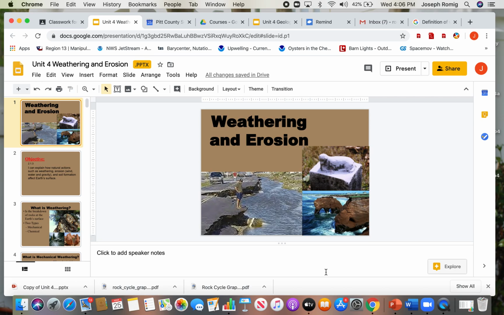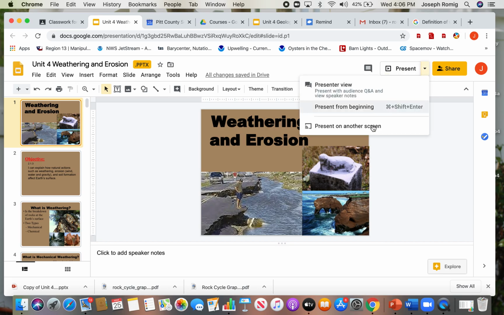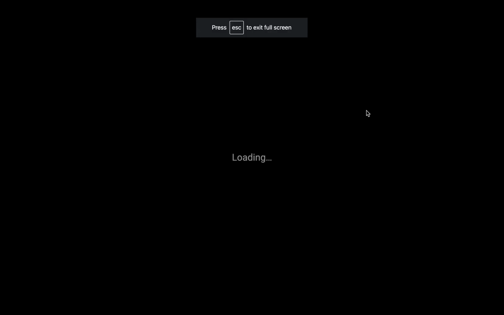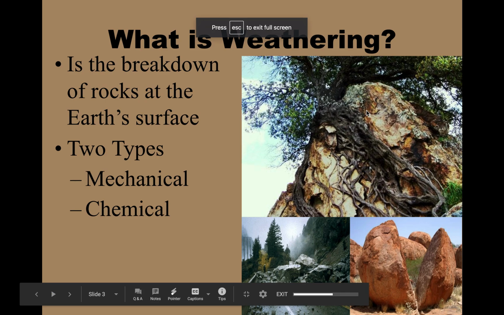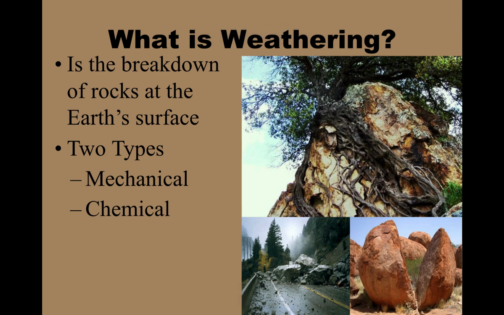With day two. Yesterday we talked about the rock cycle. Today we're going to talk about how we break these rocks down through a process known as weathering. So we're going to go ahead and get started here. So once again, we are still in Unit 4, reviewing through the unit.